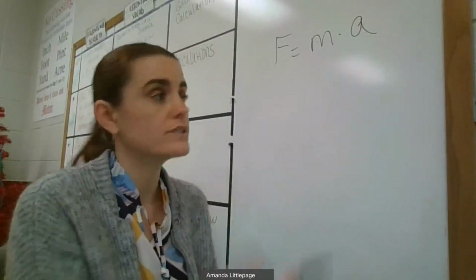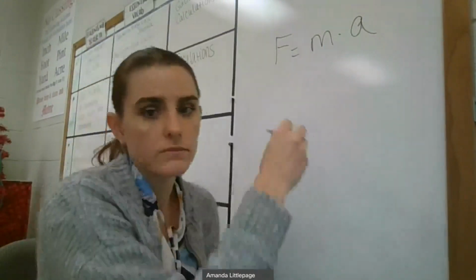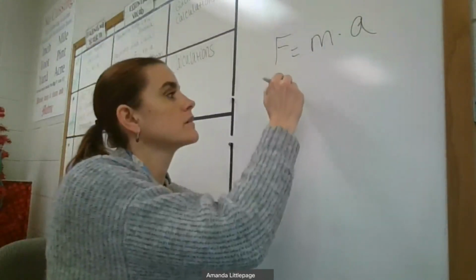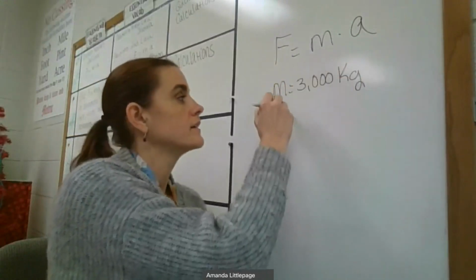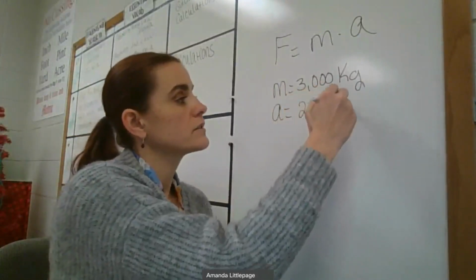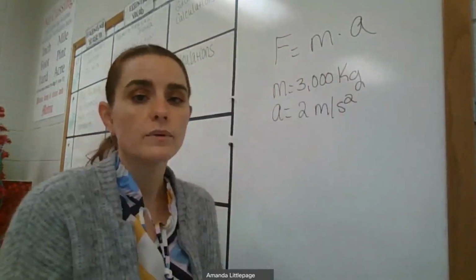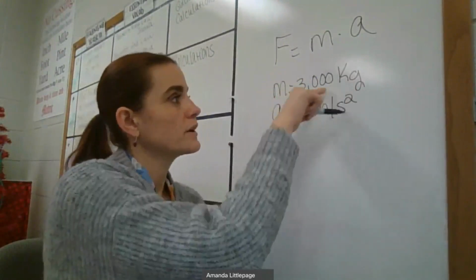So the first thing we want to do, we know what the mass is. The mass is 3,000 kilograms, and you are typing this in. We also know what the acceleration is, 2 meters per second squared. Then we need to find the force. So F equals m, 3,000.